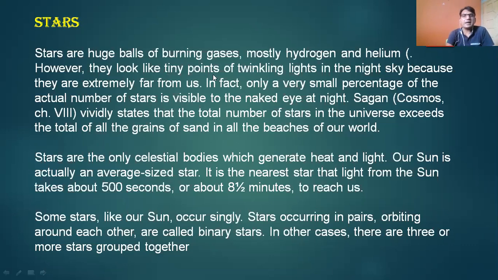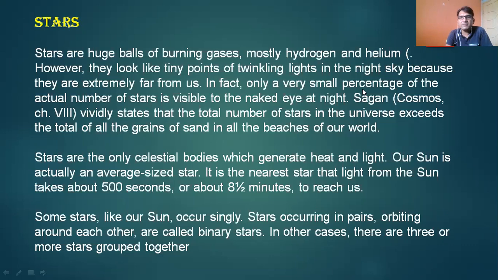However, they look like tiny points of twinkling lights in the night sky, because they are extremely far from us. They look so small, so little. When we look at the sky, they are just twinkling, just glowing. Why do they look so small? Because they are so far away from us. They are at a great distance from us. That's why they look so small.